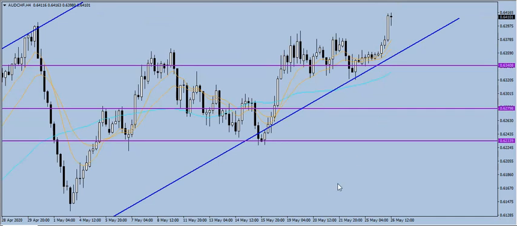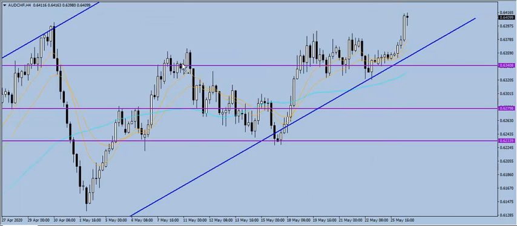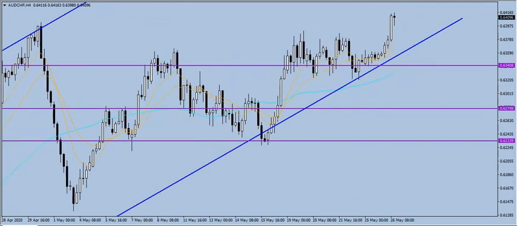From the 4-hour point of view, you can see this impulsive move after breaking below this progressive channel. You can see the next impulse started from somewhere around here and straight to the upside.